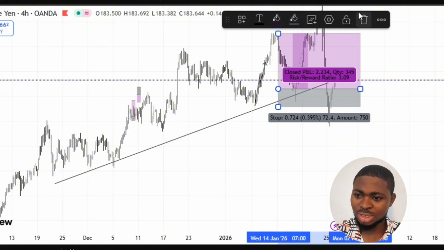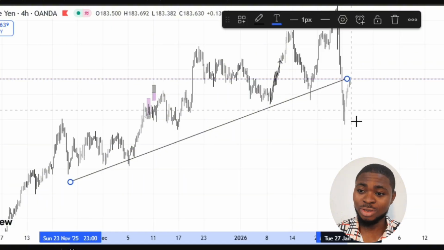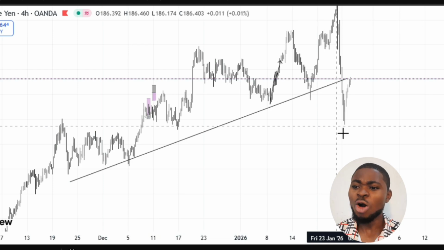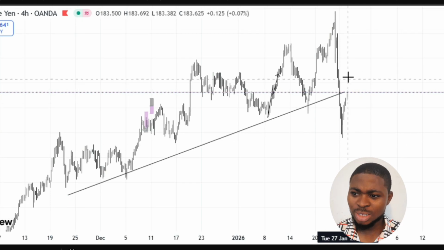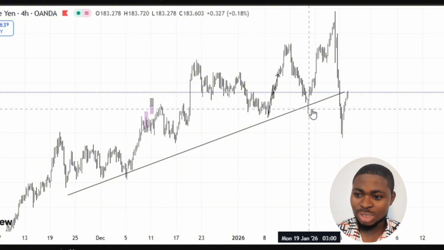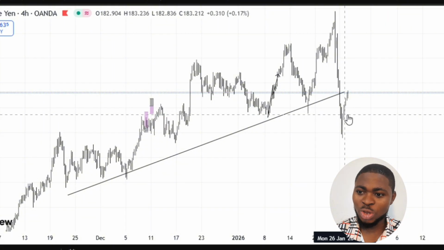Now let me delete this. Here is one misconception a lot of traders have trading the trend line strategy. Oftentimes they believe, let me put this in a clear way so you understand. Say, yo, Zuko, price has broken this structural low right here. Does it mean that we should start selling? Because I've seen this in a lot of videos.